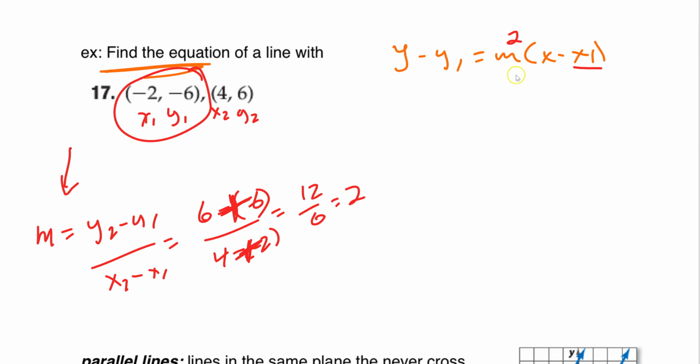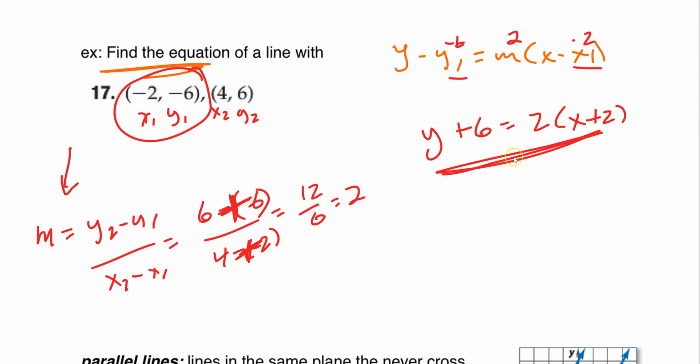Now notice I always plug in for x1 and y1. I don't plug in for x and y. x and y, you always have an x and y in your equation. So just plug in for x1 and y1: negative 2 and negative 6. Double negatives again. So I get y plus 6 equals 2(x plus 2). And again, it didn't say put in slope-intercept form or whatever, so I'm just going to leave it like that. That's fine most of the time.